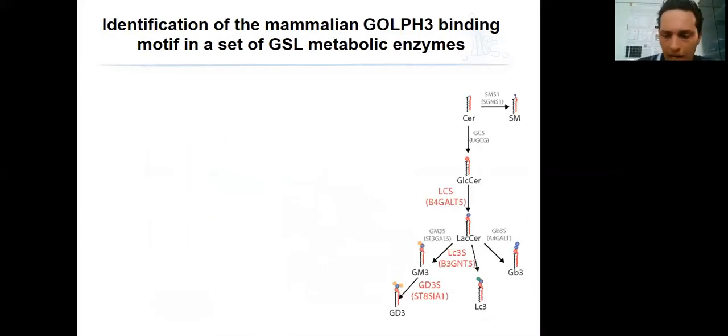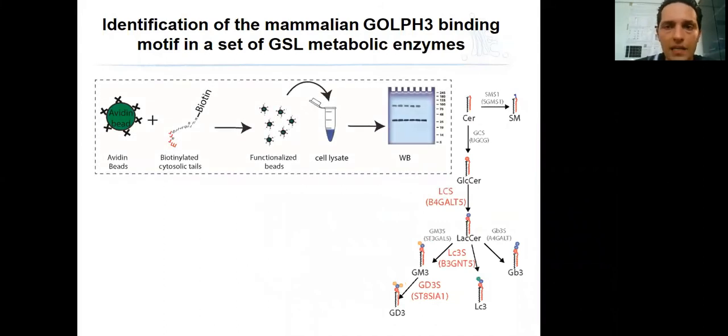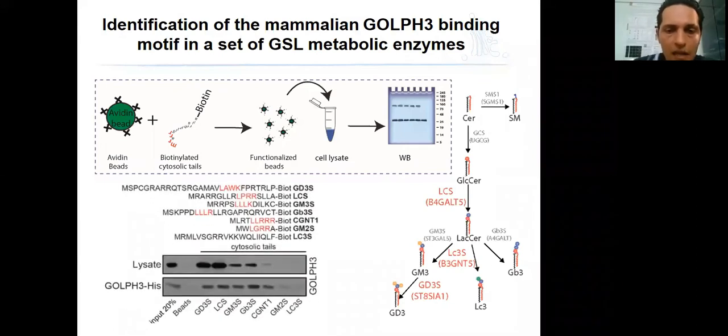After that, we decided to find out all the interactors of GOLPH3, all the Golgi glycosyltransferases in the glycosphingolipid biosynthetic pathway that are clients of GOLPH3. For this, we used an assay with avidin beads functionalized with biotinylated cytosolic tails of the main glycosphingolipid biosynthetic enzymes. These functionalized beads were used as bait to pull down GOLPH3 from total cell lysate or using the purified protein. To cut the long story short, we found that GOLPH3 directly binds GD3 synthase, lactosylceramide synthase, GM3 synthase, and GB3 synthase. And this binding is direct.